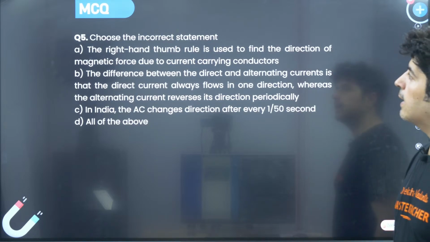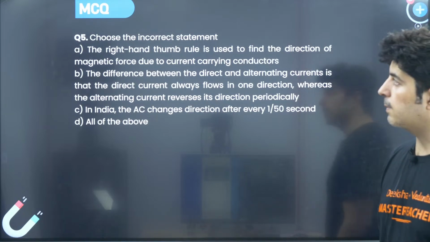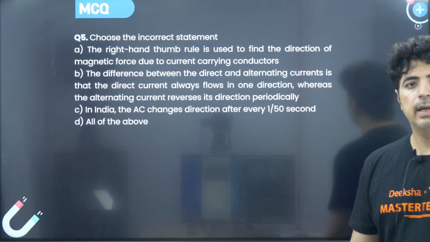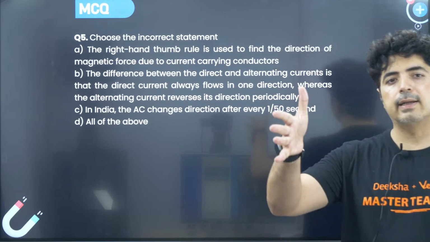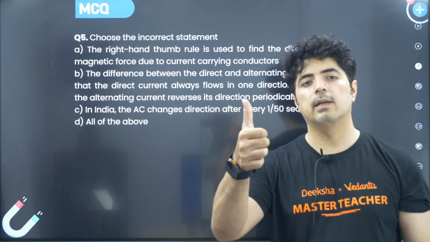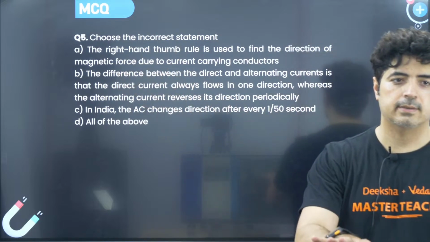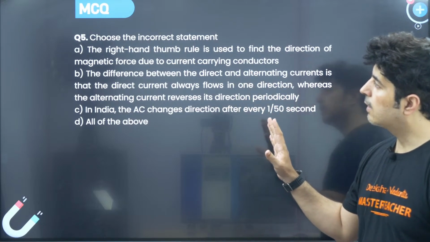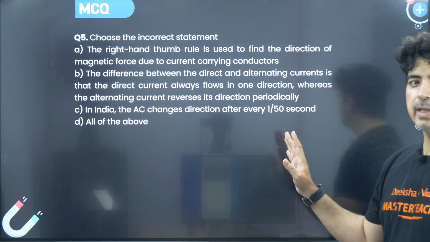All right. Next question is: choose the incorrect statement. So which one is the incorrect statement? Right hand thumb rule is used to find the direction of magnetic force due to a current carrying conductor. Is it true? What does the right hand thumb rule give us? Right hand thumb rule gives us the magnetic field. It talks about being used to find the direction of magnetic force. Is it right? Is it correct? Please give me an answer for this. Read the question carefully, everybody. Please give me an answer.